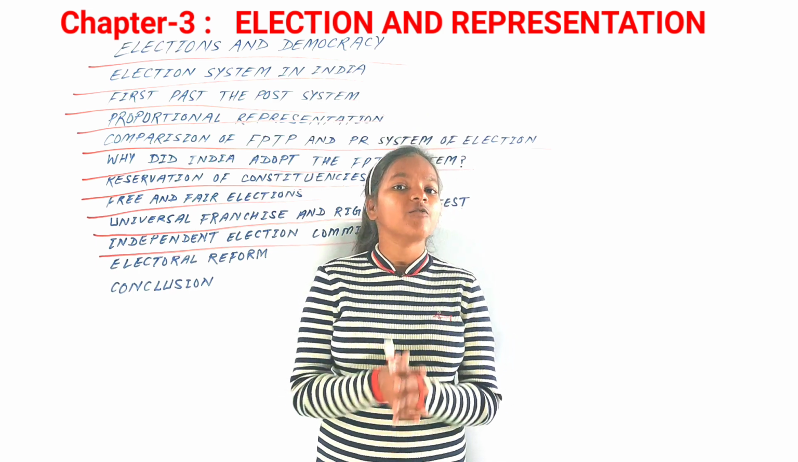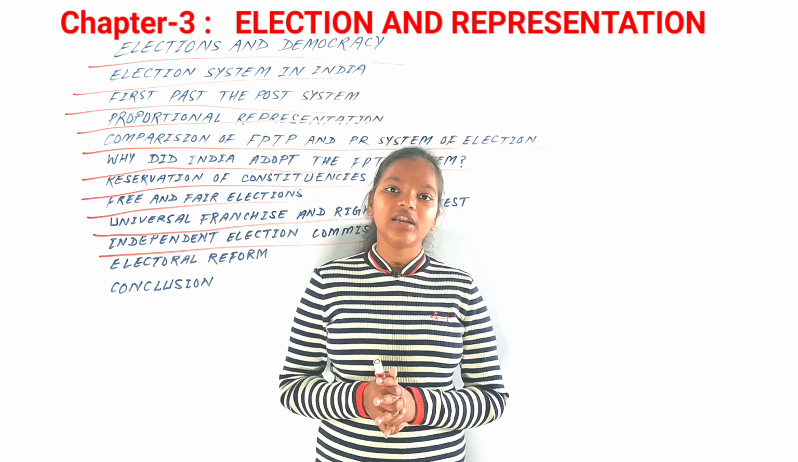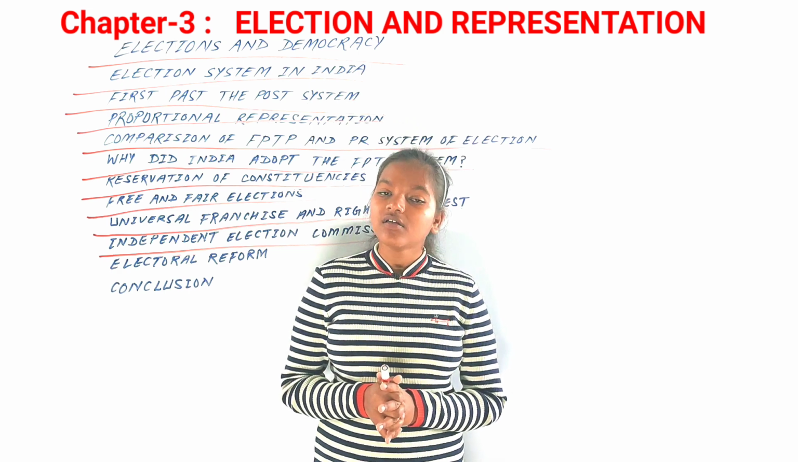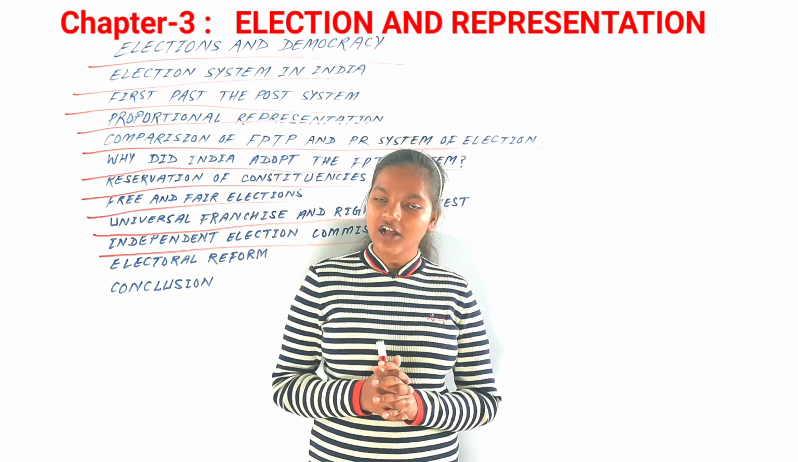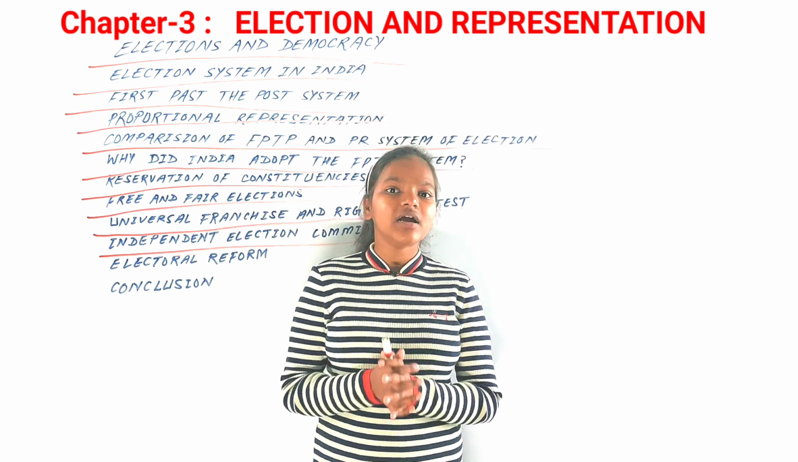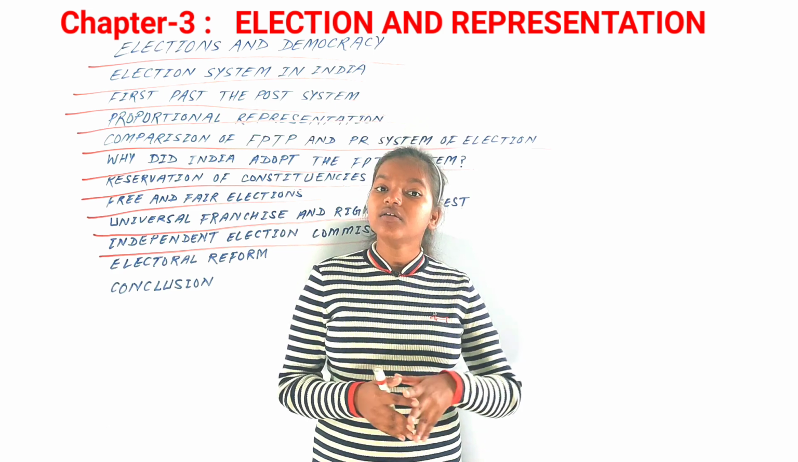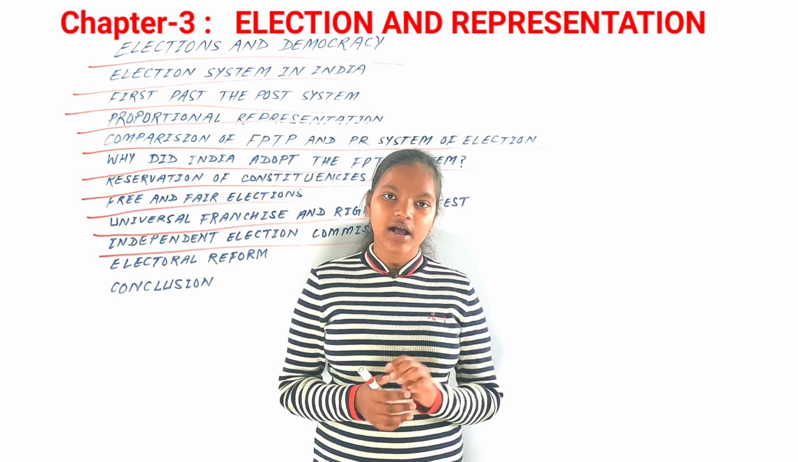That means that the filing of nominations, withdrawal of the nominations, the date for the votes, the date for the counting of votes, the date for the result of the votes, the date of scrutiny, all are decided by the Election Commission of India. Third is that the Election Commission is the body supervising all the elections held in our country.